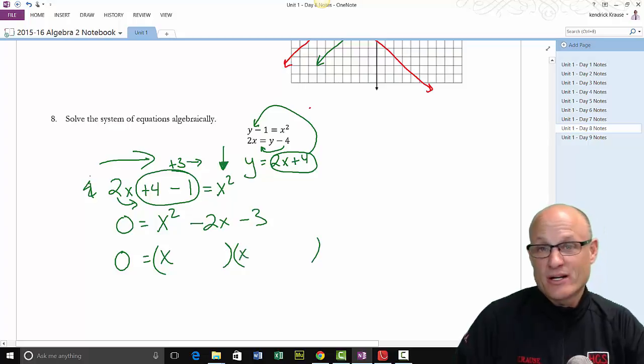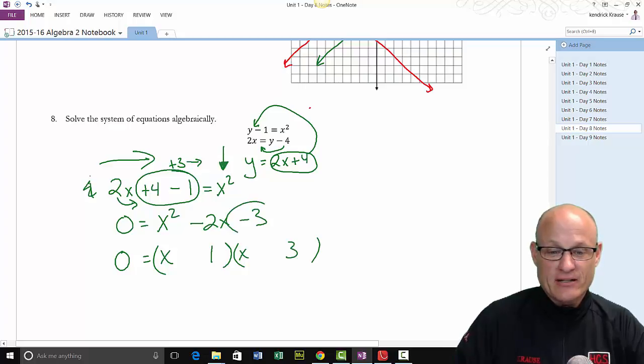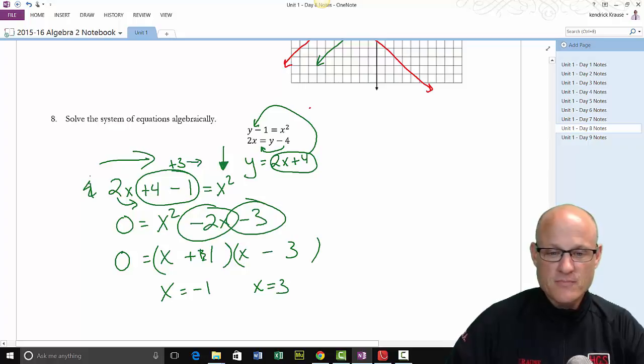Multiply to -3. 1 and 3 somehow. They got to multiply to negative, so one of them has to be positive. And we want them to add up to negative, so this will be positive 1. And this will be -3. So my two solutions, or my two x values, are -1 and +3.